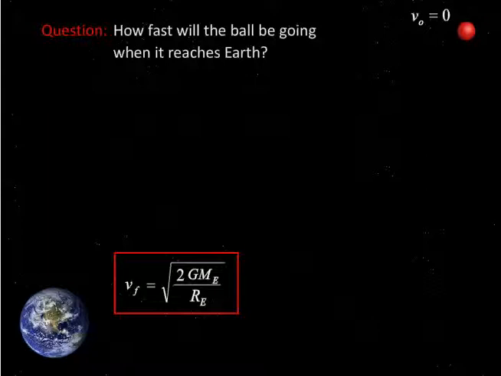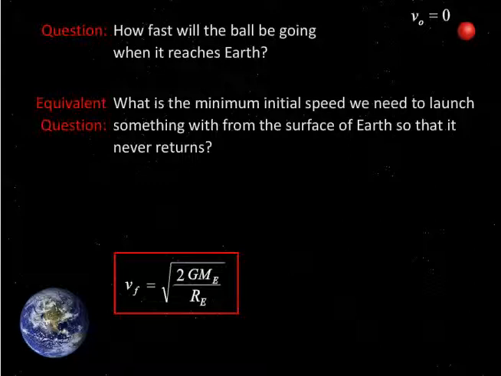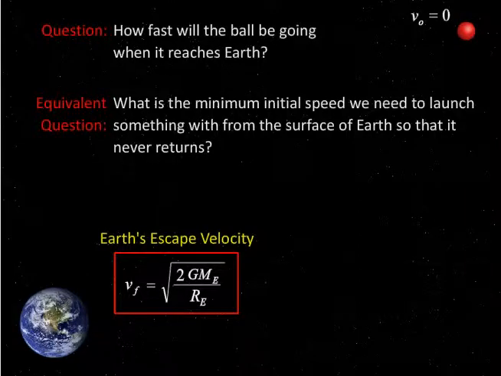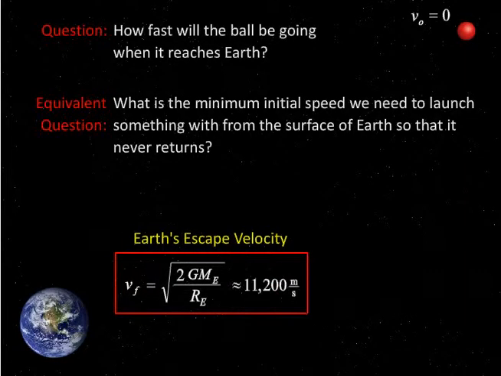It is not too hard to see that we would have arrived at exactly the same answer if we had started by asking another very interesting question. What is the initial speed we need to launch something with from the surface of the Earth so that it never returns? In other words, after being launched from the Earth, the object slows down and eventually stops when it is infinitely far away. This speed is called the Earth's escape velocity, and when you plug in the numbers, you find that it is about 11,200 meters per second.